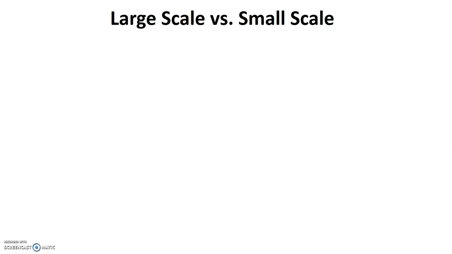In addition to using precise scales on a map, we sometimes use the terms large scale and small scale when we are referring to maps and globes. It is important to note that those terms are relative. There's no magic number that makes a map a large scale map or a small scale map.